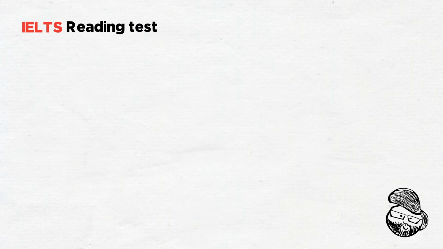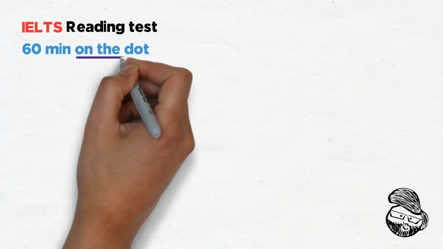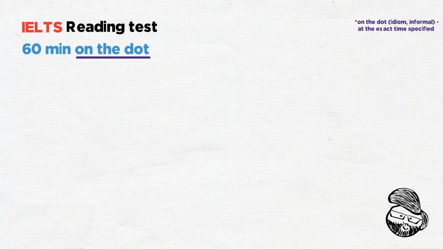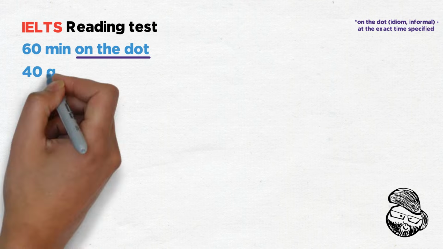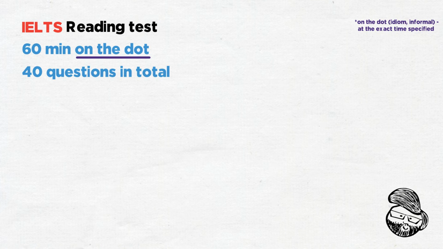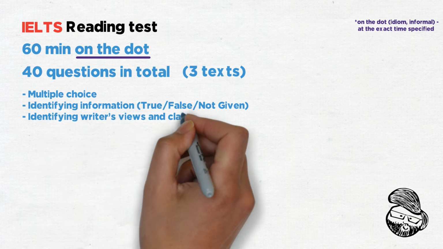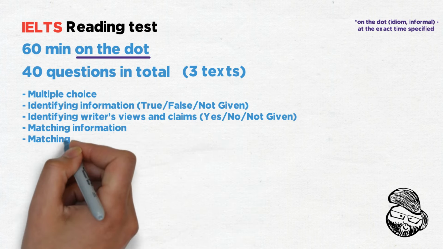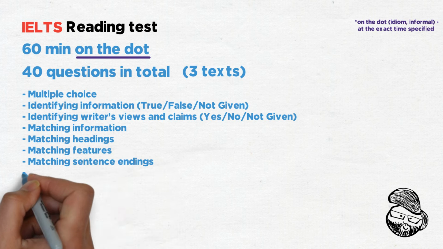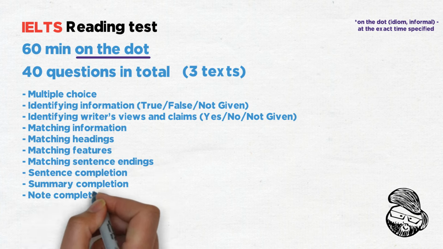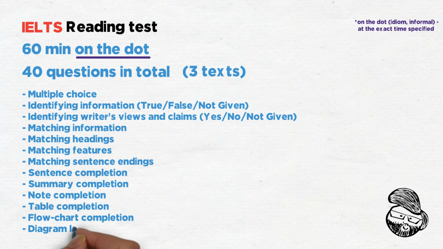The next part that we're going to take a look at is the reading test. The reading test lasts exactly 60 minutes. No extra time will be given. Like the listening test, the reading test also consists of 40 questions in total. Those 40 questions will be divided between 3 pieces of text. The types of questions that you can run into are multiple choice, identifying information, identifying writer's views and claims, matching information, matching headings, matching features, matching sentence endings, sentence completion, summary completion, note completion, table completion, flowchart completion, diagram label completion, and short answer questions.